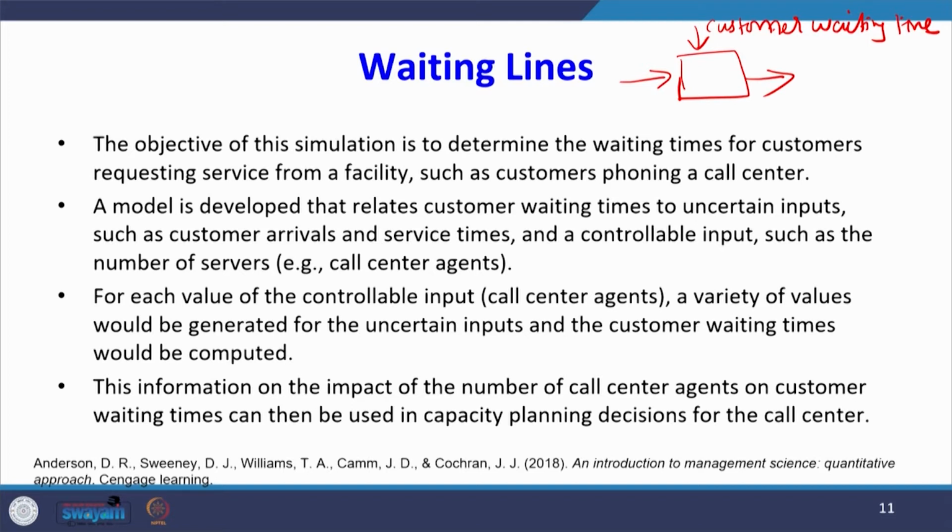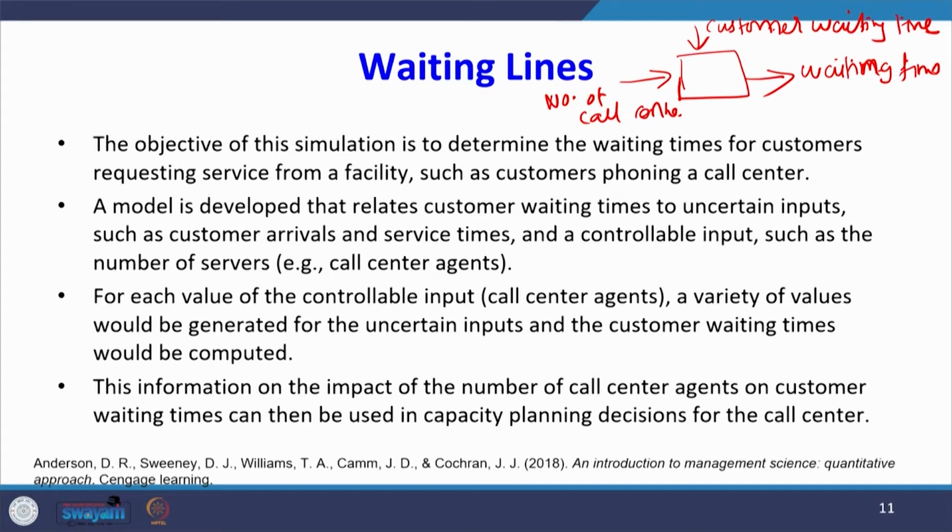What are the controllable inputs? Call center agents, the number of call center agents. What will be the performance measure of this model? The waiting time. Waiting time. What will happen?